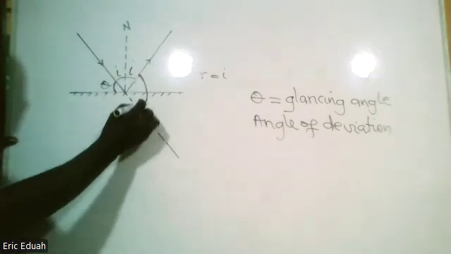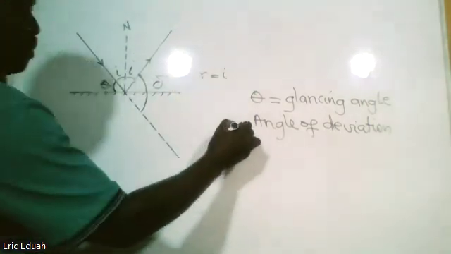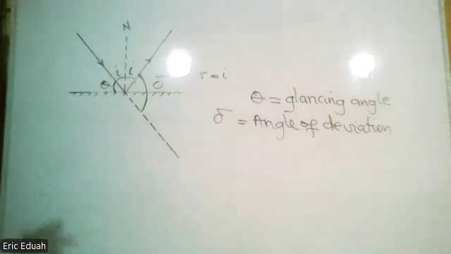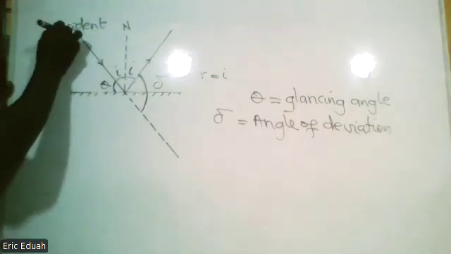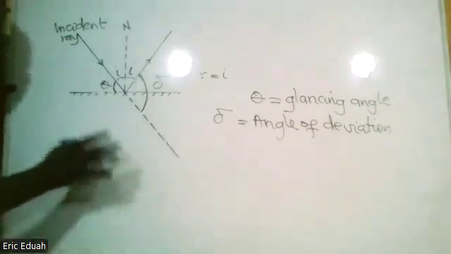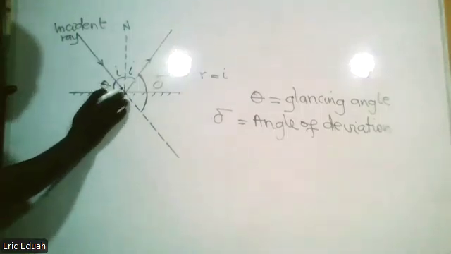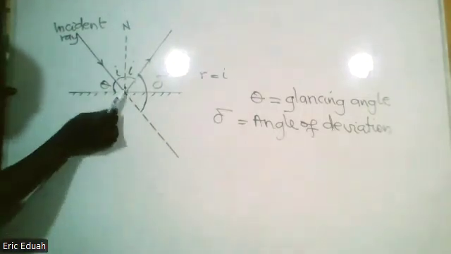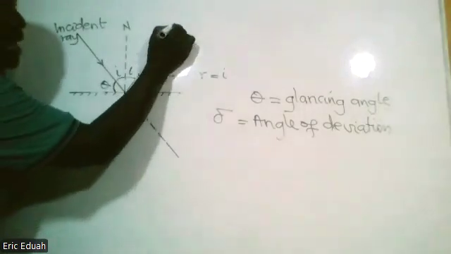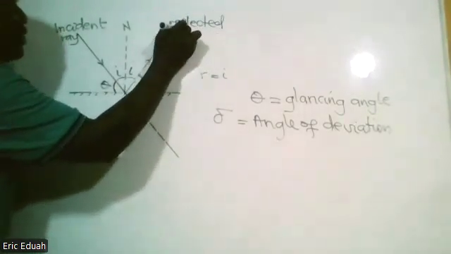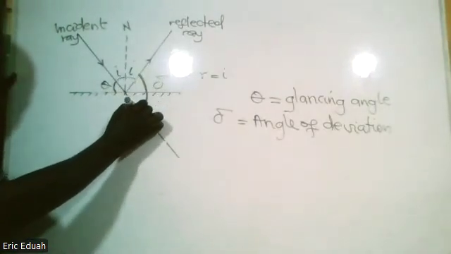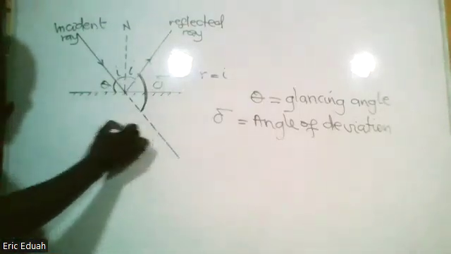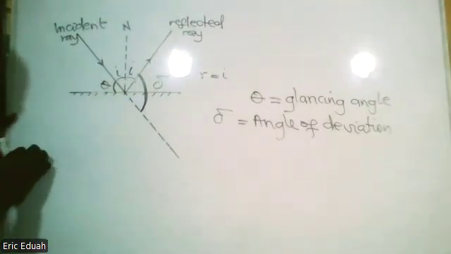This whole angle is what we are calling the angle of deviation, sigma. So we are using sigma to represent angle of deviation. Originally, this is the path of the incident ray. Its path is deviated or bent due to the reflection from the mirror. So instead of moving down here, its path is changed to this path, the path of the reflected ray. So if you are looking at how much the ray has been deviated, this is the amount, which we are calling the angle of deviation.